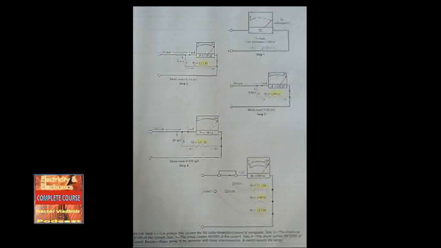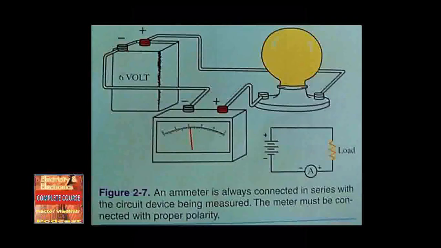Figure 2-6 shows steps for the voltage for full-scale deflection of the ammeter. Step 1, the voltage that causes the full-scale deflection current is computed. Step 2, the shunt carries 9/10 of the current. Step 3, the shunt carries 49/50 of the current. And step 4, the shunt carries 99/100 of the current. Bottom, basic setup: an ammeter with 3 shunt resistors. A switch selects the range. Figure 2-7, an ammeter is always connected in series with the circuit device being measured. The meter must be connected with proper polarity.